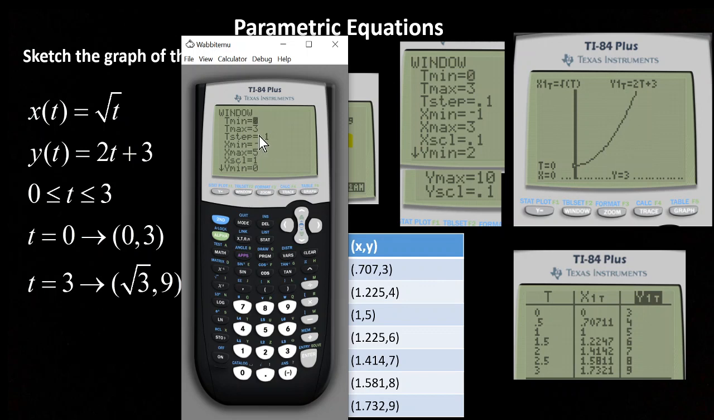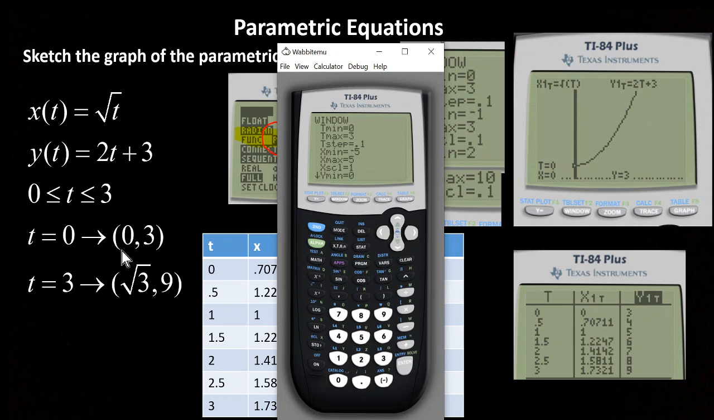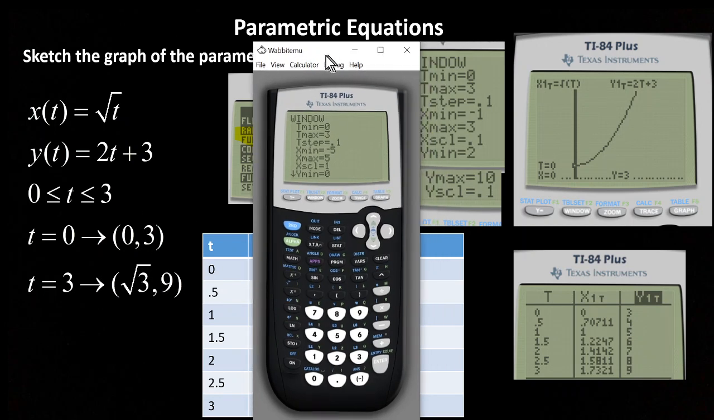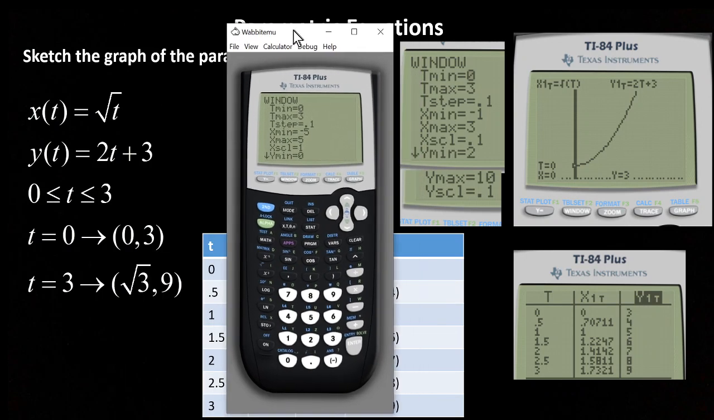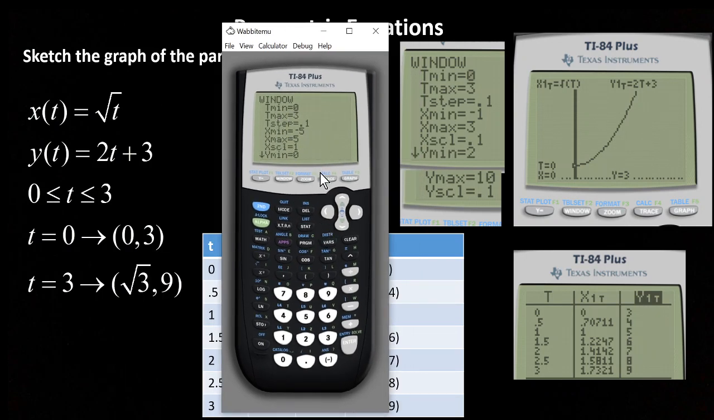We're going to make it 0 to 3, and then we know when t equals 0, the point that we're going to have is x is going to be 0 and y is going to be 2 times 0 plus 3, which is 3. And when t equals 3, we get square root of 3 and 9. So we got 2 points. So basically what we get is we can go to window and change x min.